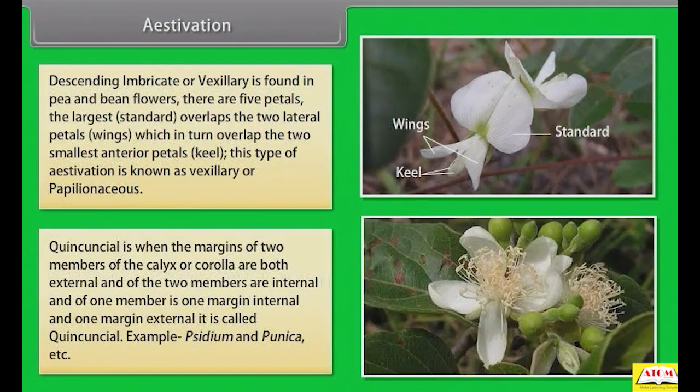Quincuncial is when, of the 5 members of the calyx or corolla, 2 members have both margins external, 2 members have both margins internal, and one member has one margin internal and one margin external. Then it is called quincuncial. Example: Psidium and Punica, etc.